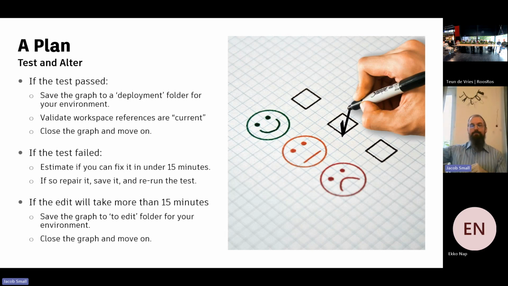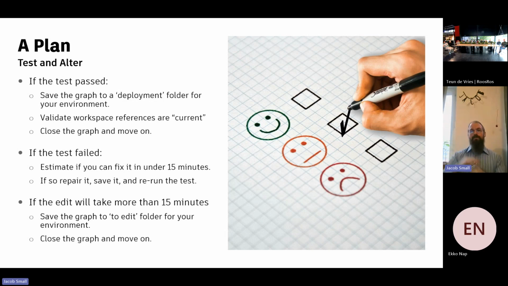Look at it real quick. I can fix this in 5 minutes. Oh yeah, I've seen that. It's the list flatten node changed or the if node changed. That's super easy, right? Make the change, save it, close it, rerun the test, make sure it runs without errors, and then save it to the deployment folder.